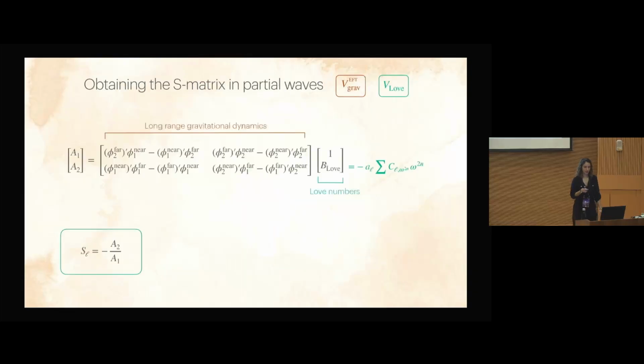Okay. Now, let me show you the full solution if I turn on both the potentials. So this is what it looks like. We're going to have a matrix. We contain all the corrections in G, the long-range dynamics, while all the Love numbers will contribute to the boundary condition and the irregular solution. And again, we have this clear connection between V_LOV and the Love numbers.